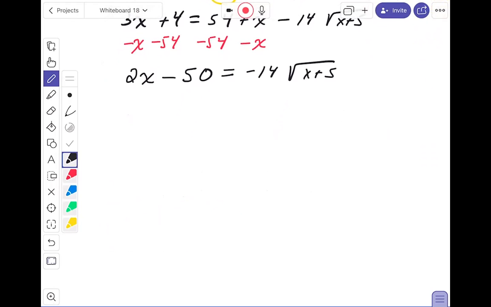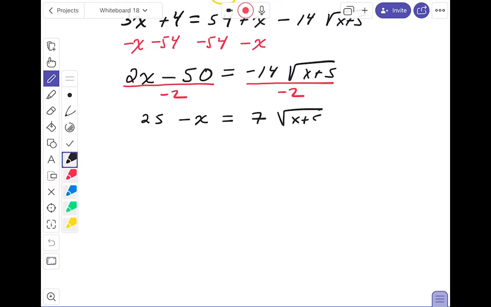What I'm going to do is divide both sides by minus 2 and write this down for you. Someone says, why would you do that? Well, it's common between those terms I'm looking at: 2x, 50, and then the minus 14. And what'd you get over there? I'll write it down for you. You would get 25 minus x on the left side. On the right side, you would get 7 root x plus 5.